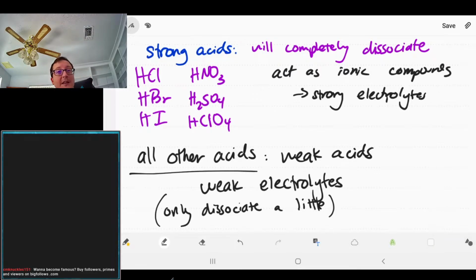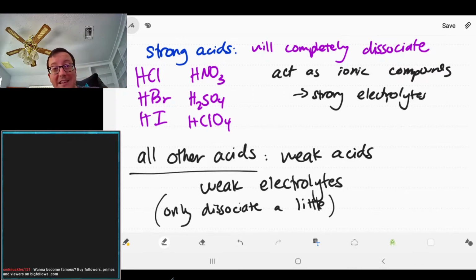They only dissociate a little bit. You'll learn how to calculate how much they dissociate next semester. But suffice it to say now, learn those 6 strong acids. Those are strong electrolytes. Every other acid is a weak acid and is a weak electrolyte. It behaves more like a molecular compound than an ionic compound, but it's still kind of in between.